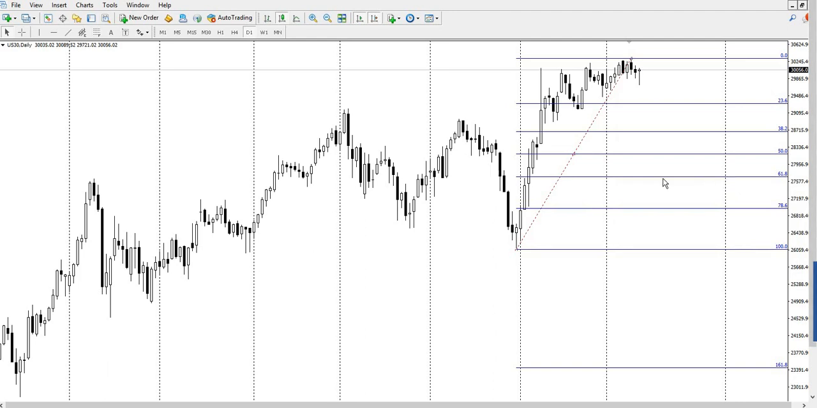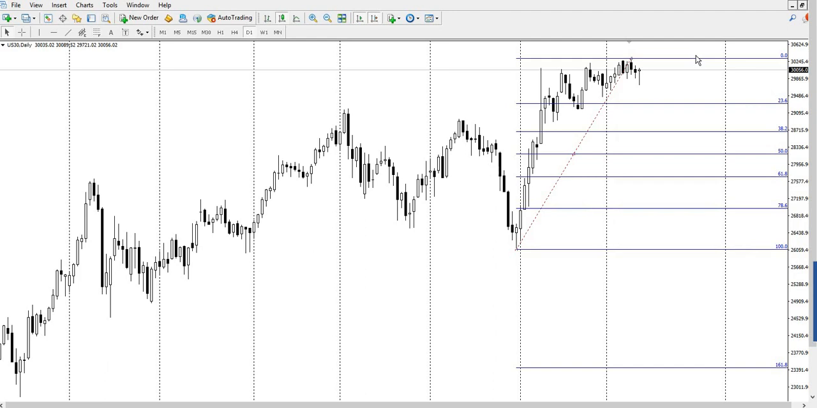So, what am I going to do? Ride this sucker all the way down. When it gets right here, ride that sucker all the way up. You know what I'm saying? That's all you got to do. Really, just ride the trend.